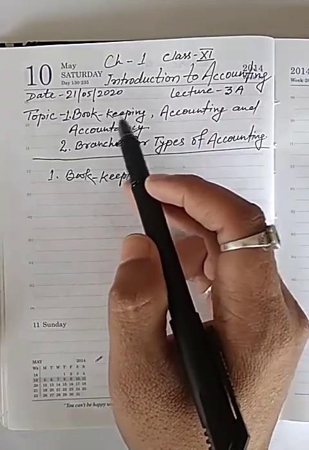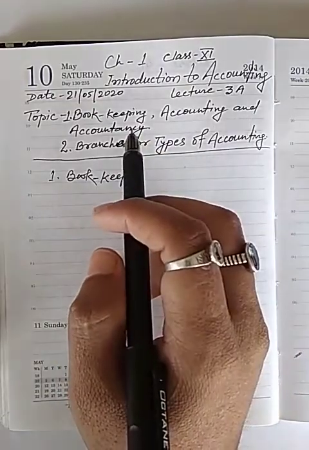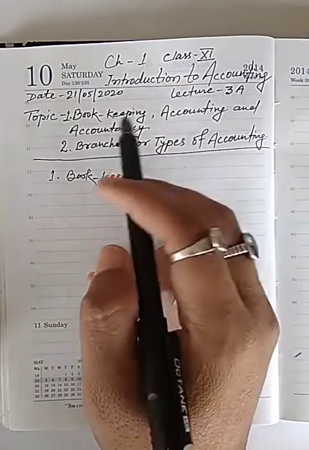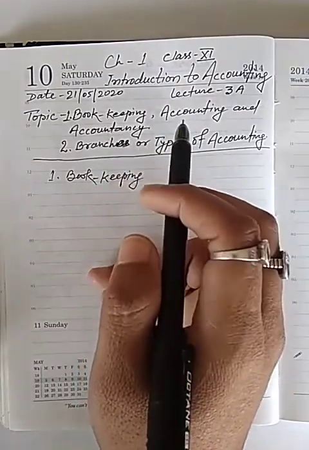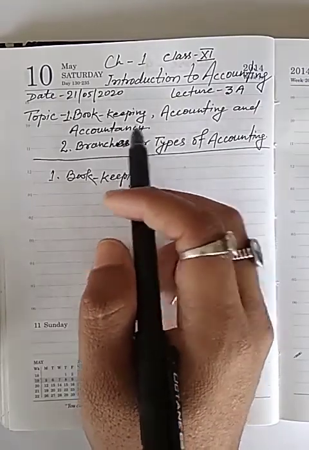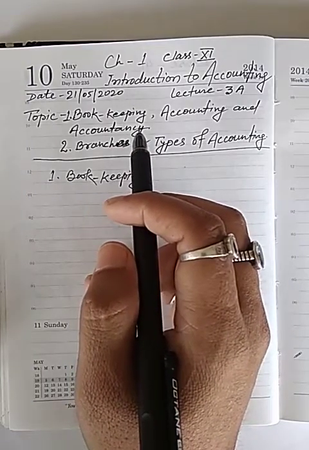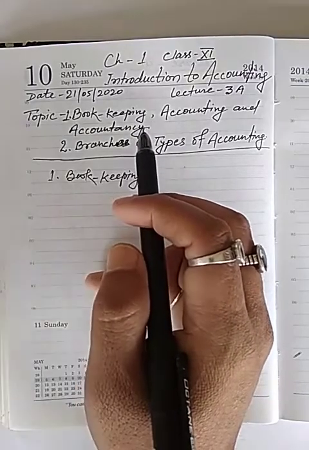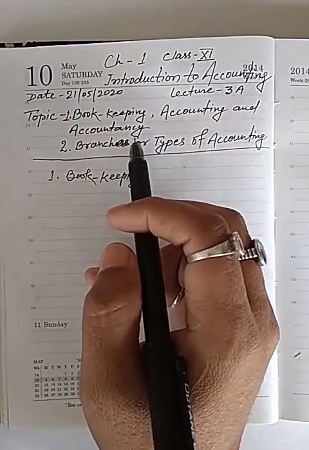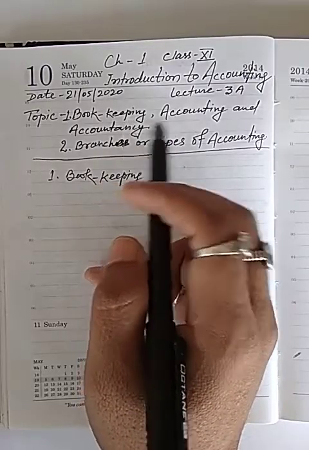These three, bookkeeping, accounting and accountancy, are sometimes considered as synonymous, that is, having the same meaning. However, there is a fundamental difference amongst bookkeeping, accounting and accountancy.